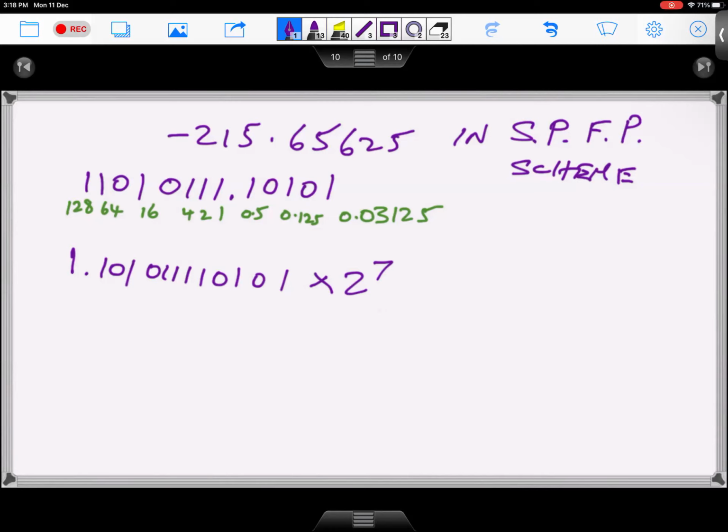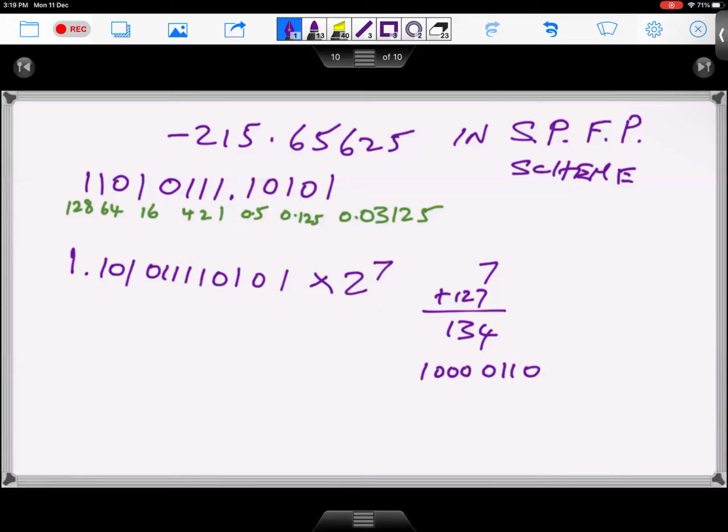So what's next? Well, we take the 7, we add it to 127, and it comes to 134, and we convert that to binary by the same method you did above. We have 128 plus 4 is 132, plus 2 is 134. It's not rocket science, guys. It's quite easy to do, as quite a few of you got the whole thing perfectly right.